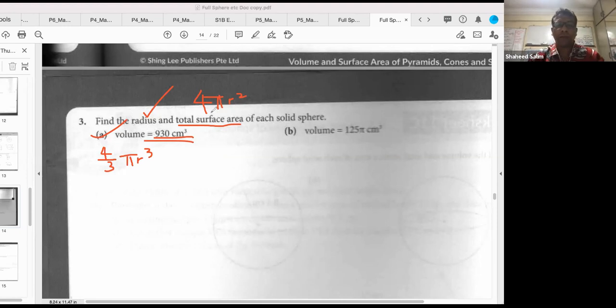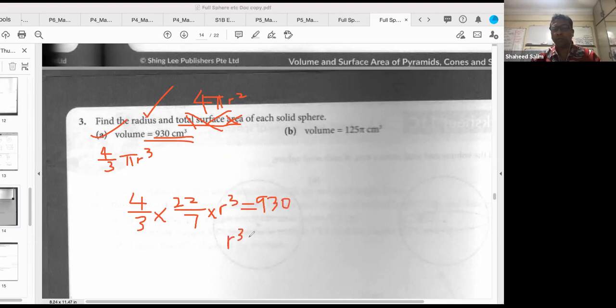I only want to find radius. Don't need to find surface area. I want radius only. If you're not sure, I want you to write it down like that: 4/3 times pi, 22/7, R cube, we don't know what it is, equals to 930. Move the numbers around until you get R cube, and then you get an answer, and then cube root it, and then you get R.